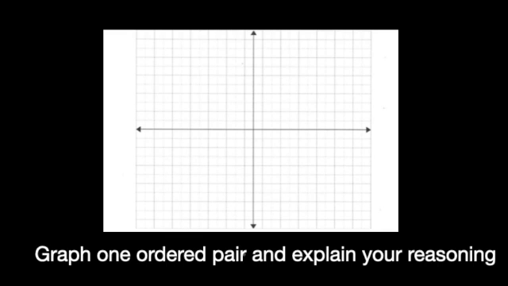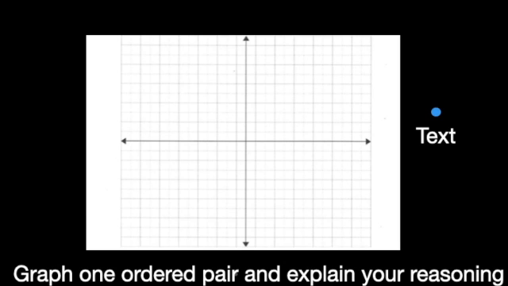Okay, guys, so for our last activity, I want everyone to come up one at a time to the smartboard and graph one ordered pair. So you're going to graph one point, but you're going to walk me through the process, and you're going to tell me what it is that you're doing and how you are graphing this point.